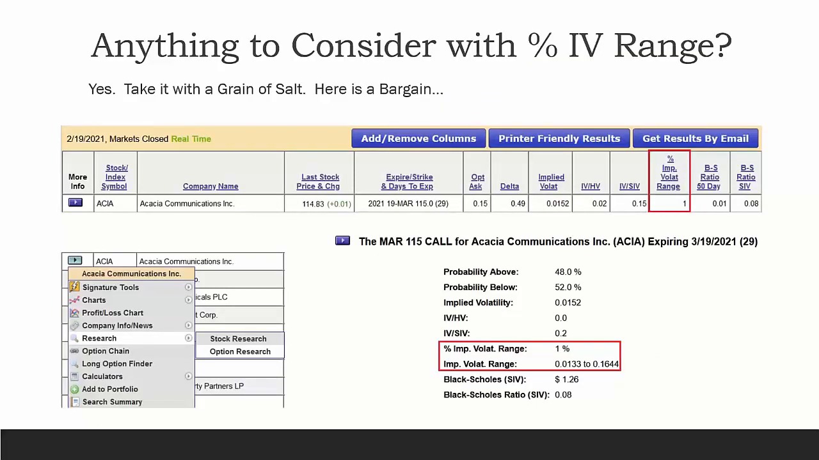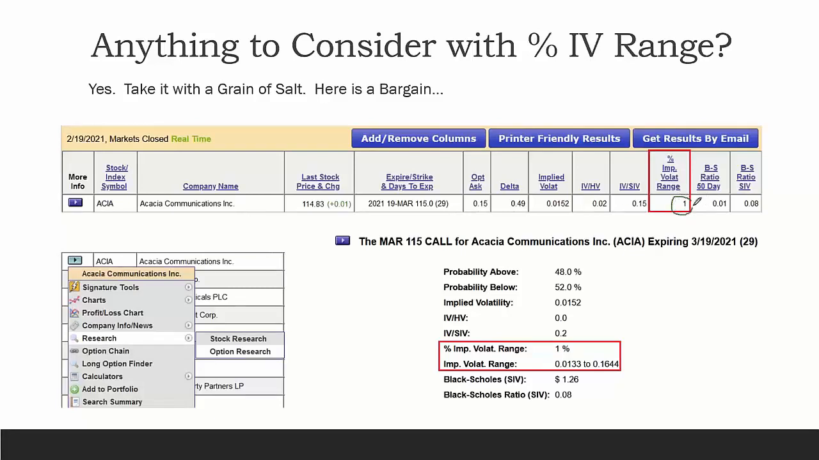Oh, I have to add this. I apologize. Is there anything to consider with percent IV range? Yes. You want to take it with a grain of salt and compare it also to its total range. What do I mean by that? Now, this one's a pretty good one. It's wild, but it's pretty good.